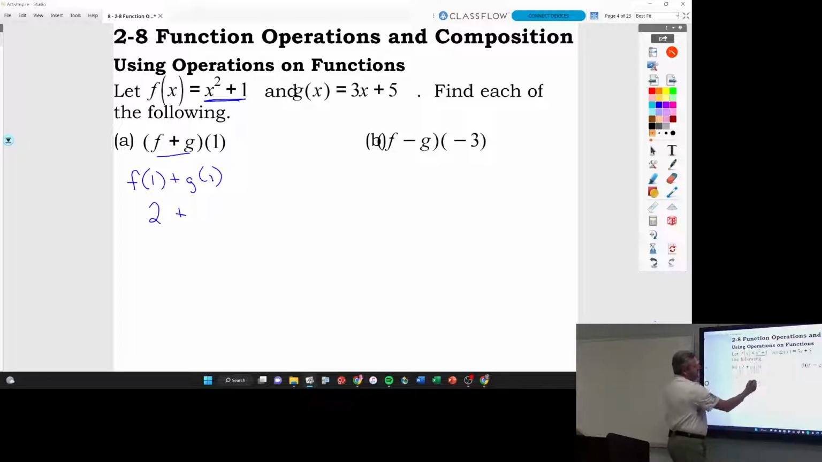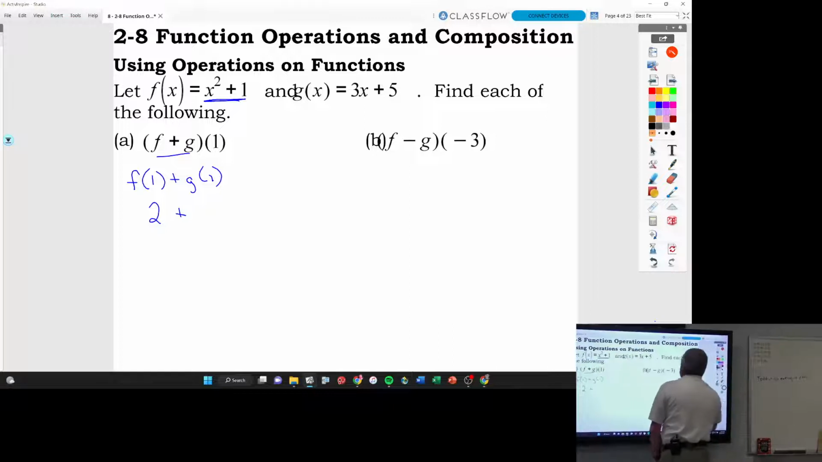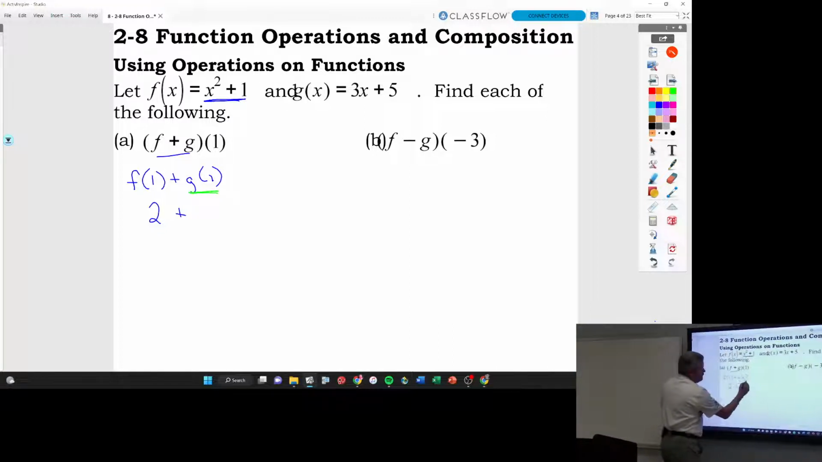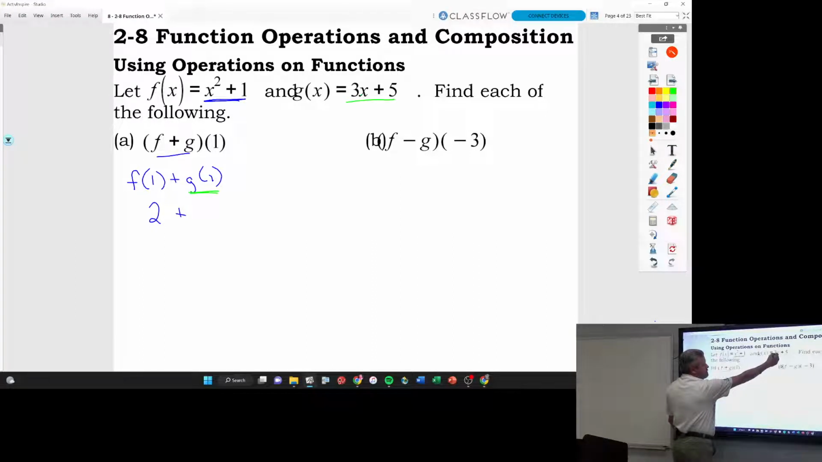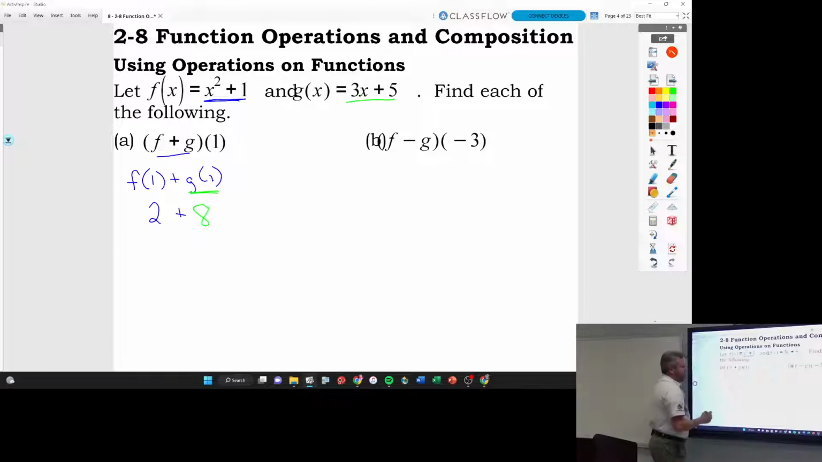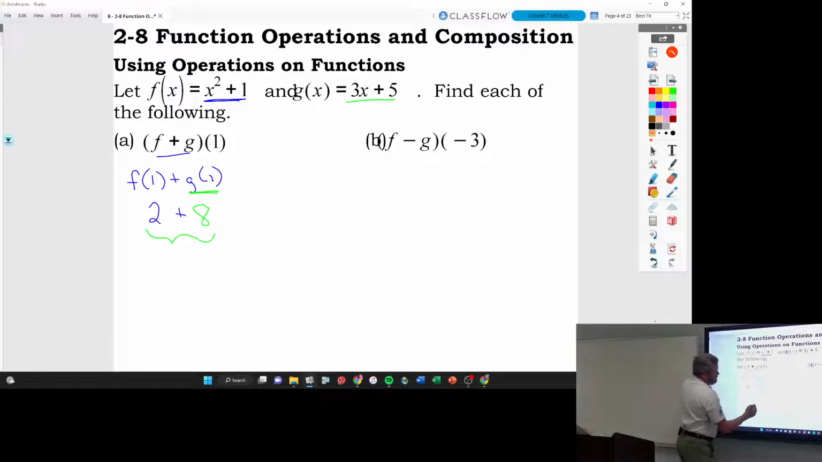And then if you plug the 1 into the g function, right here, plug a 1 into that, well, 3 times 1 is 3, and 3 plus 5 is 8. So f of 1 is 2, g of 1 is 8, and obviously if I combine those together, 2 plus 8, that's going to be 10.